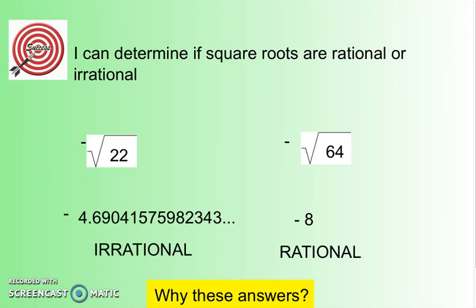So, here are two examples of a couple square roots. We have negative square root of 22 and then negative square root of 64. Can you explain why this one is irrational and why this square root is rational?